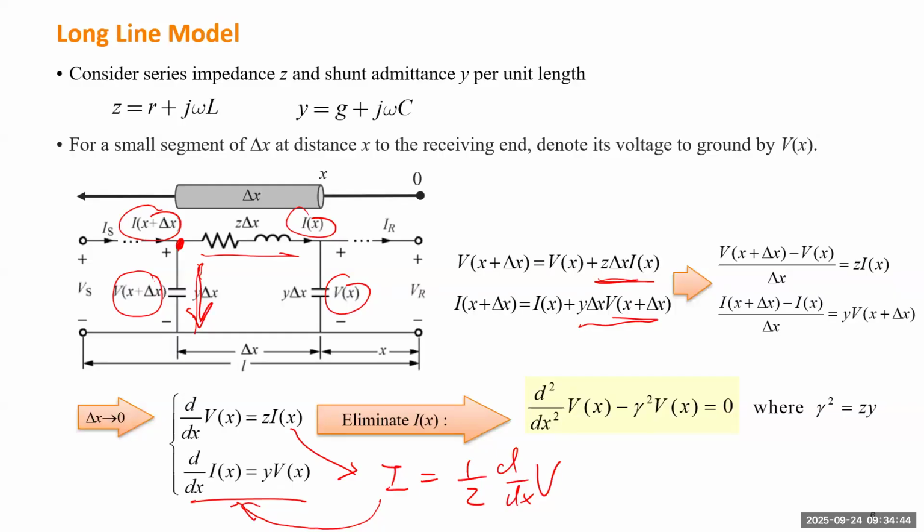We'll be able to eliminate I. So we'll create a second order derivative of voltage with respect to the distance x. Then here, there's a parameter which is actually z times y. We call it gamma square. Why? Because gamma has some physical meaning we're going to discuss later. But this gives us a second order linear differential equation to describe how the voltage changes along the line.